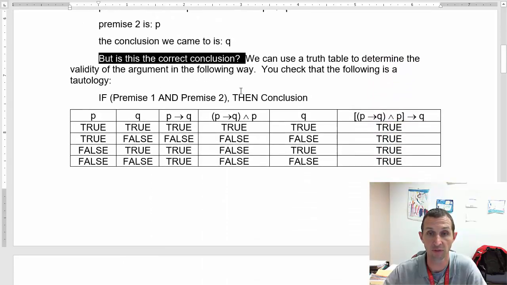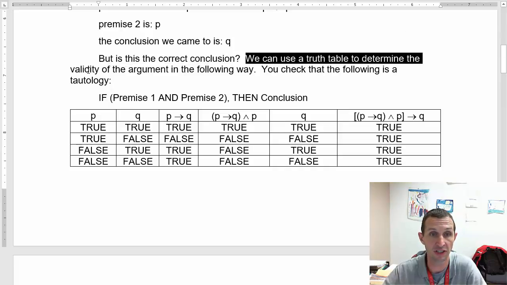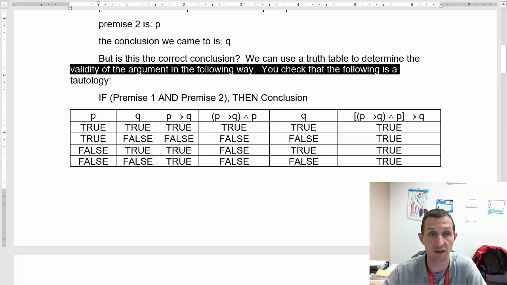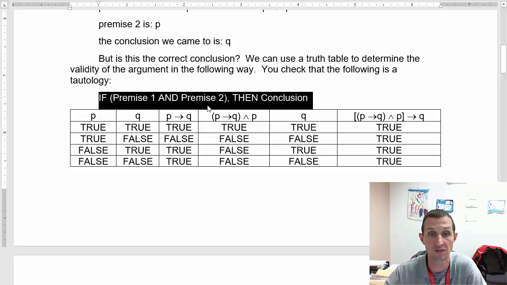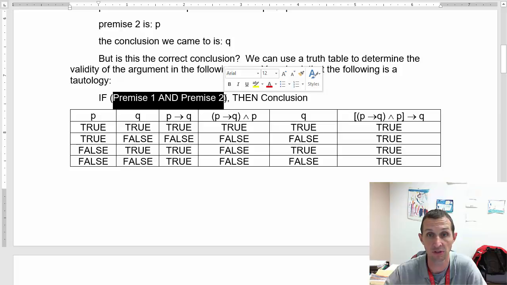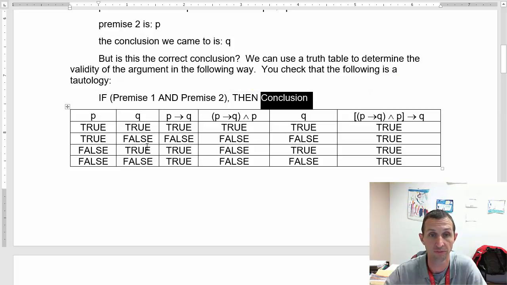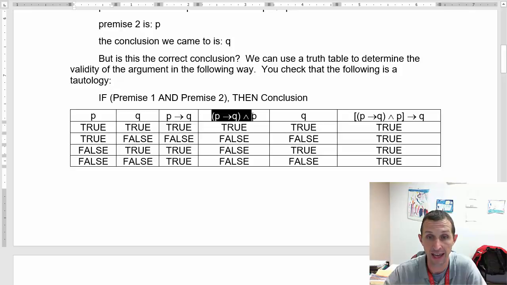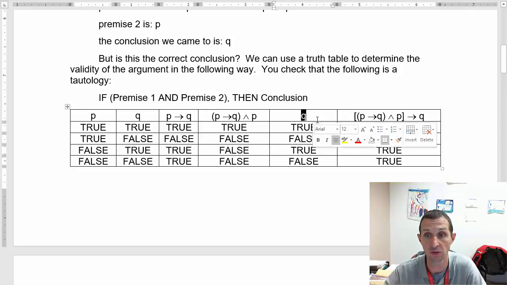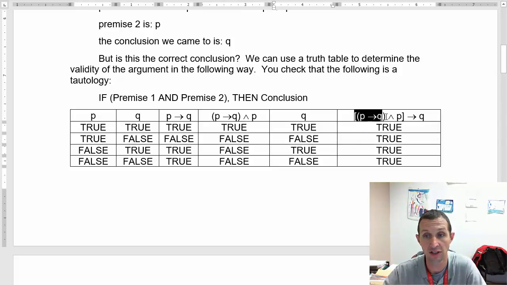But is this the correct conclusion? We can use a truth table to determine the validity of the argument in the following way. You can check that the following is a tautology. If premise 1 and premise 2, the 2 premises, are true, then the conclusion must follow. So if premise 1 and premise 2 are true, then the and statement will be true, and then the conclusion must always be true. We see that played out in P implies Q. The conjunction of that would be premise 1 and premise 2. The conclusion is Q. If P then Q and P is true, then Q should follow.